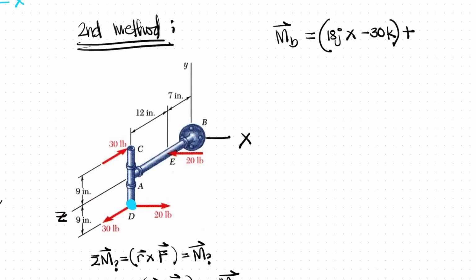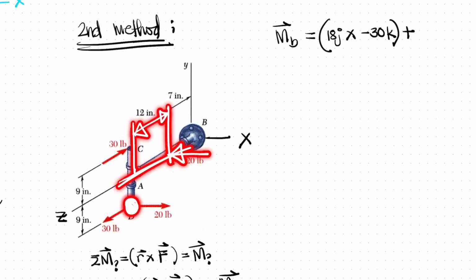Plus another force, the 20. Again, we rotate it about this point. It has two distances toward this point. The first is this distance, along y, and the second is this distance, along the z-axis.